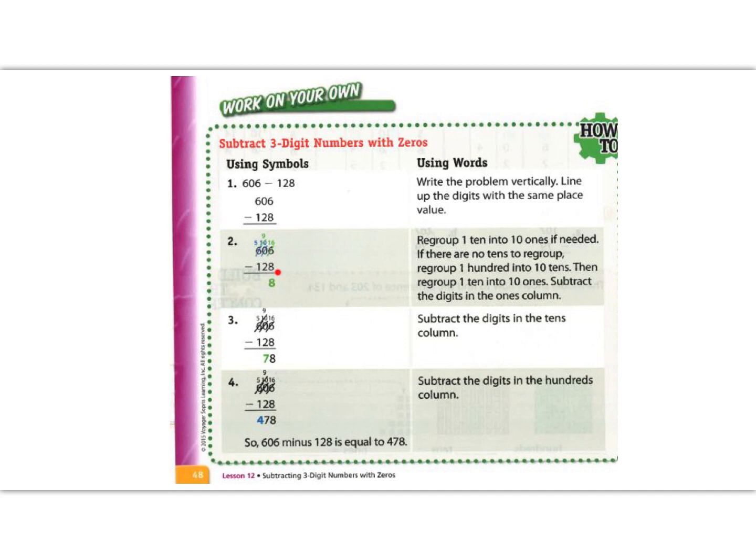So with this one, we had to go over because there's a 0 in the middle. So then you had to go to the hundreds, make that a 5 to make it a 10. Then you can borrow, make it a 9 to make this a 16. Okay, then you do the ones column. Then subtract the digits in the tens. 9 minus 2 is 7. And then you subtract the digits in the hundreds column. 5 minus 1 is 4. So 606 minus 128 is equal to 478.